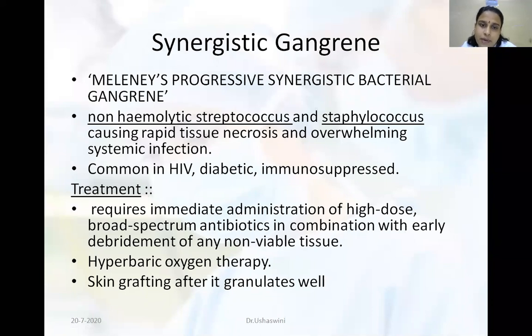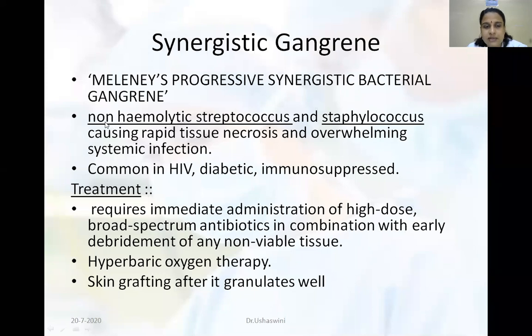Coming to the most important part, synergistic gangrene. It is also called Meleney's progressive synergistic bacterial gangrene. Why is it synergistic? Because it is a very rare condition, I tell you, but it is more commonly seen in immunocompromised patients: in HIV, diabetic patients, and those who are on immunosuppressants.